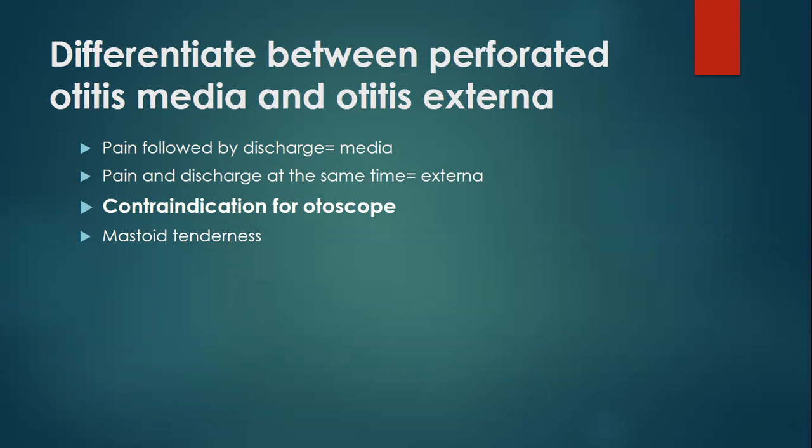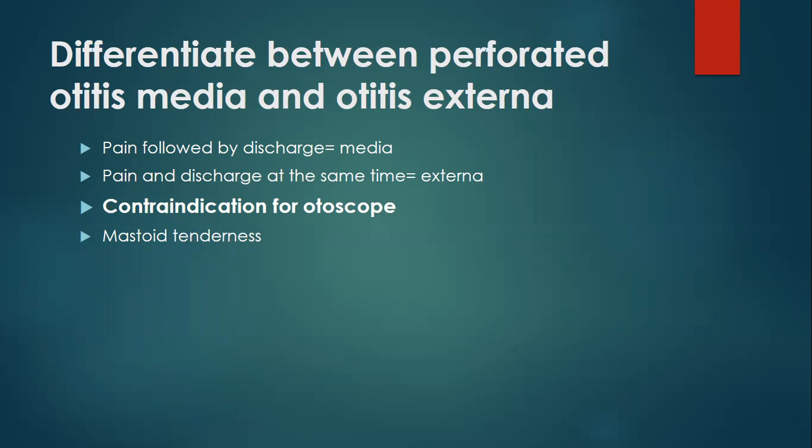Now, once they have the discharge, you would not be able to clearly identify what the problem was. So why is it important? The important thing is, in perforated otitis media you have discharge and pain. In otitis externa you also have discharge and pain. So on the basis of symptomatology, they are the same. They have pain and discharge. But actually, one is perforated otitis media and the other is otitis externa. So how are you going to differentiate?